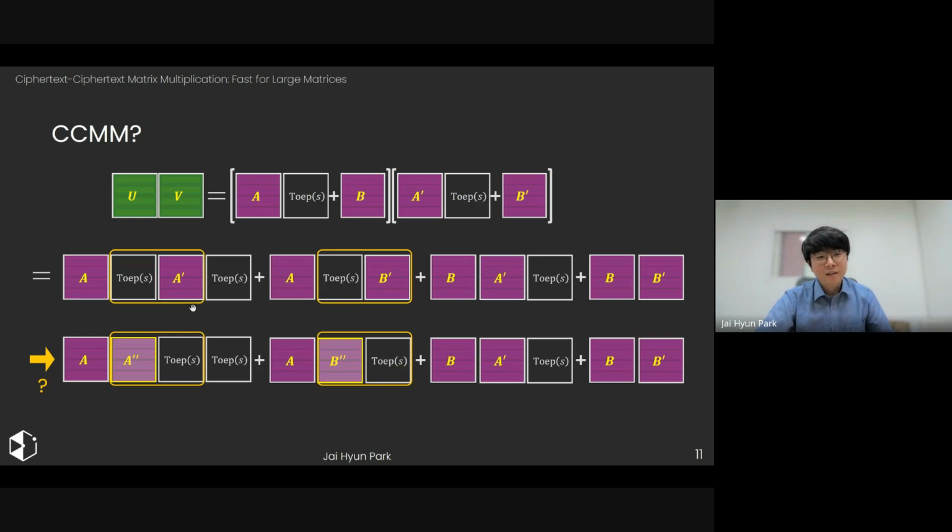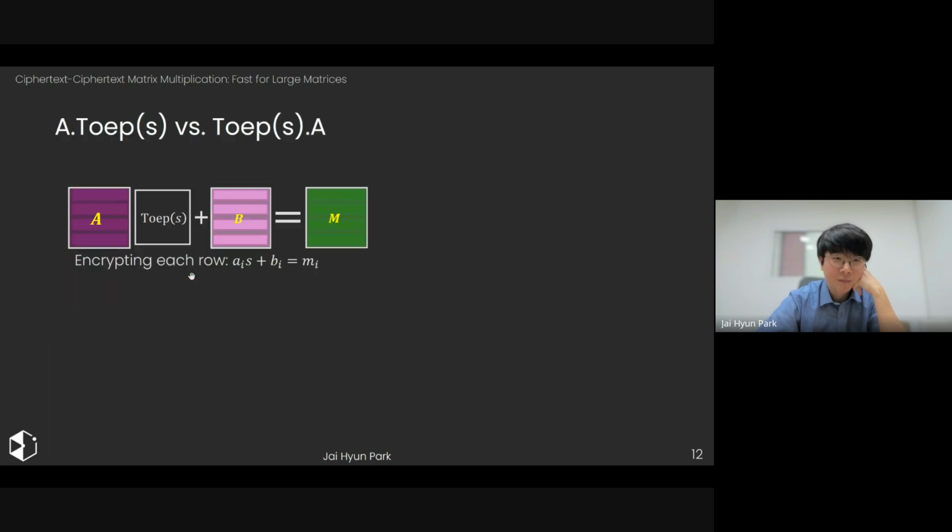So, to make an algorithm for swapping the order, let's try to understand what it means by the Toeplitz S times A. As I mentioned, A times Toeplitz S corresponds to the row-wise encryption of M. So if we're given A times Toeplitz S plus B equals M, that corresponds to n ciphertexts that decrypt to each row of M.